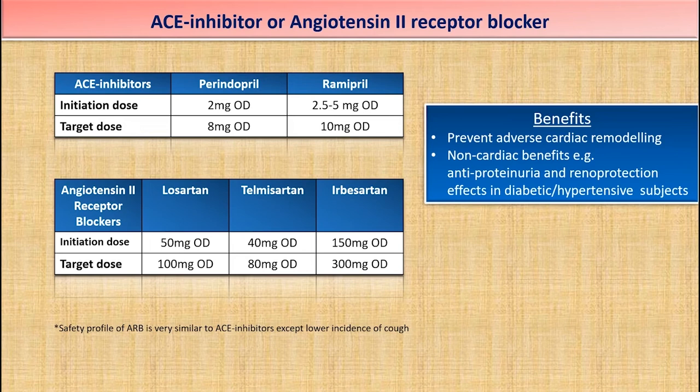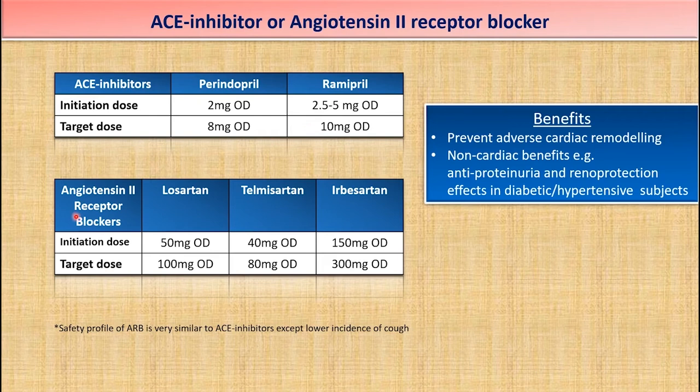as well as hypertensive subjects. So these two tables give you the very commonly used ACE inhibitors or angiotensin II receptor blockers. For ACE inhibitors, represented by perindopril, the starting dose is 2 mg OD, or it can be higher, depending on the patient's blood pressure. The target dose is always 8 mg OD. Another alternative agent will be ramipril, depending on the availability of this drug in your institution.